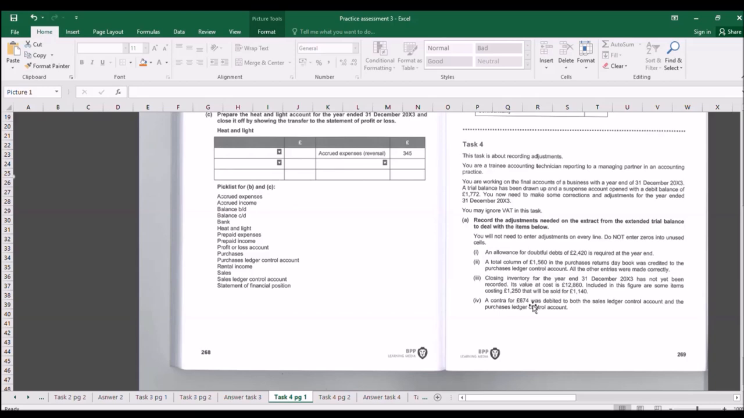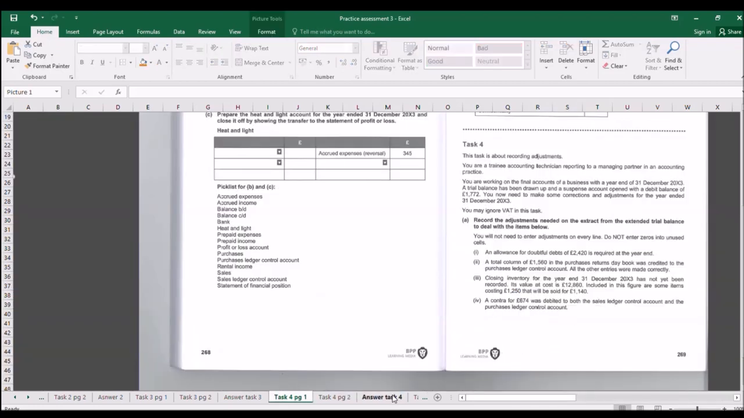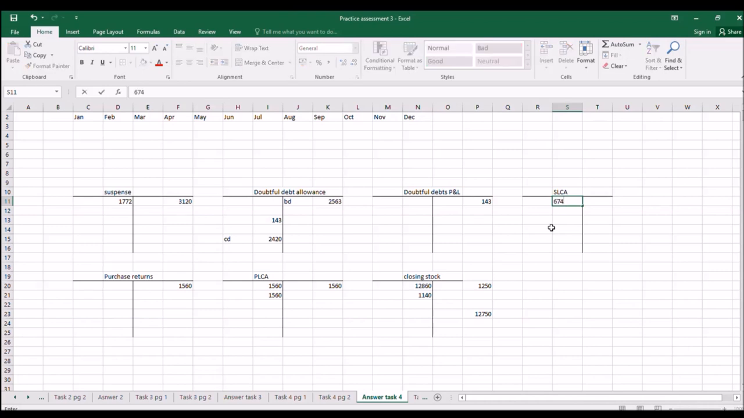And the contra item for 674 was debited to both the sales ledger control account and the purchase ledger control account. So let's put our sales ledger control account in here. A contra item 674, and it was debited there. Okay, now contra item. So which way are we going to go around here? Well, we're reducing our liability to our suppliers, and we are reducing the amount that they owe us. So this was the correct one in here, the reduction of the liability to the suppliers, but the other was the wrong one.